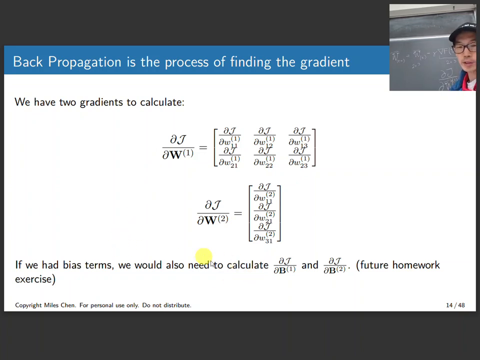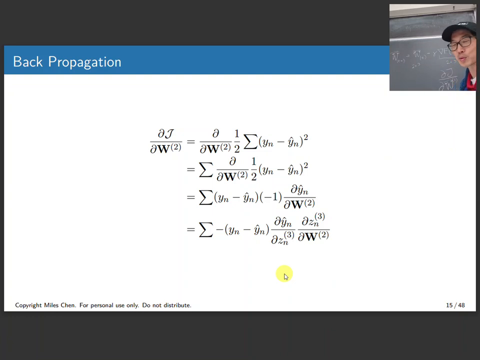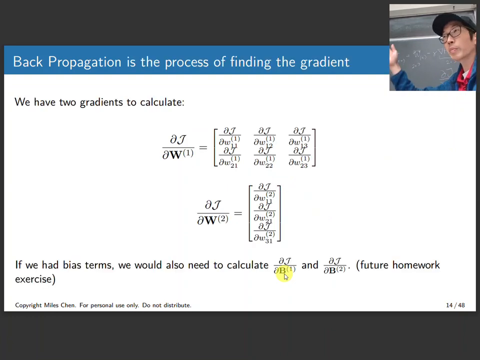If we had bias terms, you would also have to calculate the gradients with respect to the bias terms, which will be in your next homework assignment, but we'll work through this. So we'll work backwards.